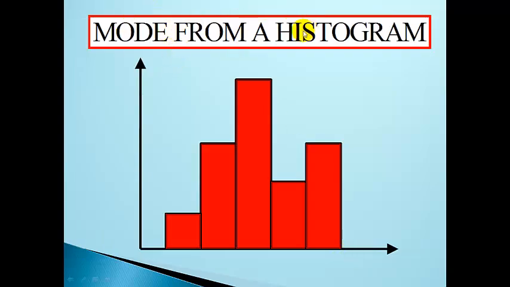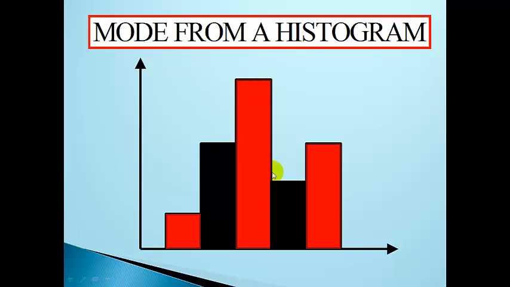Now let's look at the mode from a histogram. Assuming we are given this histogram, how do we find the mode? First, we have to select the tallest bar, and we can see that this is the tallest bar. After selecting the tallest bar, you select the bars on the left and on the right of the tallest bar, and these are the bars we have.